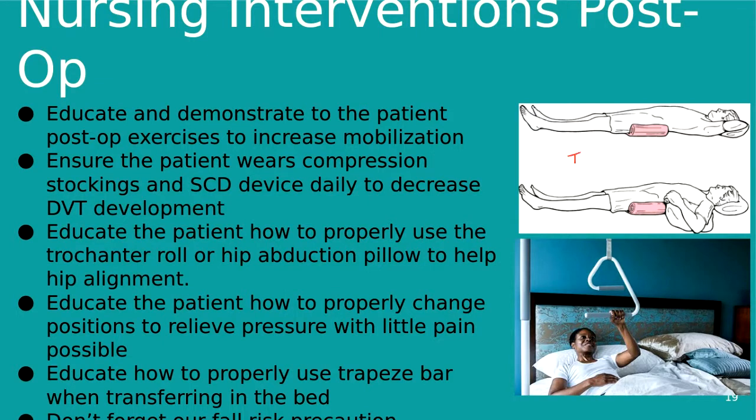And you would also educate the patient how to properly change positions to relieve pressure with as little pain as possible. You would also want to educate how to properly use a trapeze bar when transferring in the bed, and that's the bottom picture. And then don't forget our fall risk precaution interventions. Even though they may be immobilized on the bed, there's still a possibility of them rolling off the bed, trying to reach for the call bell. So you would want to raise bed rails and put a call bell near the patient.